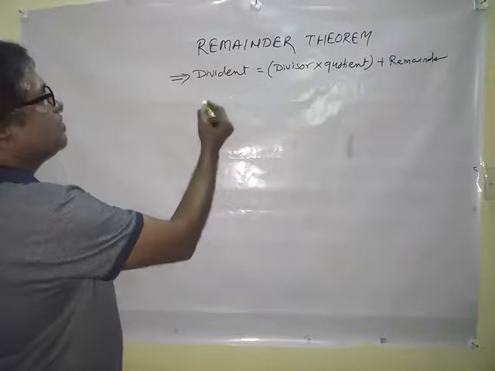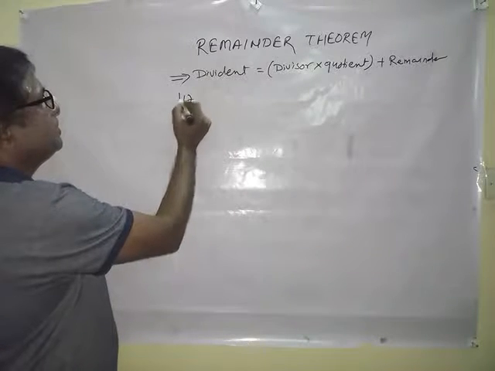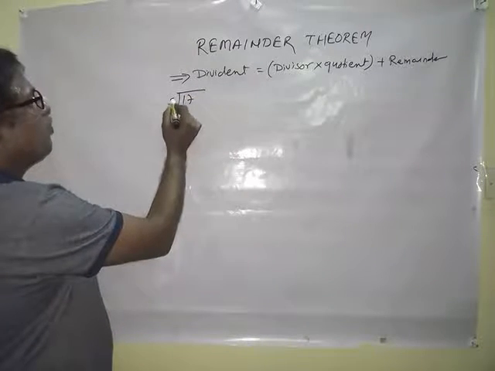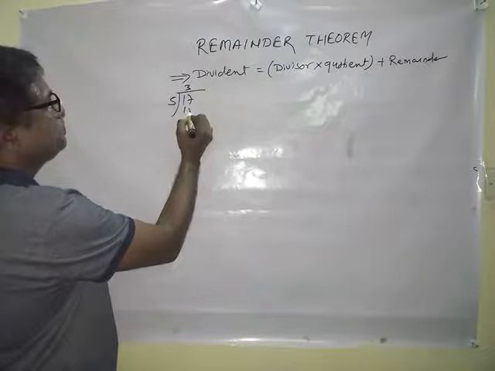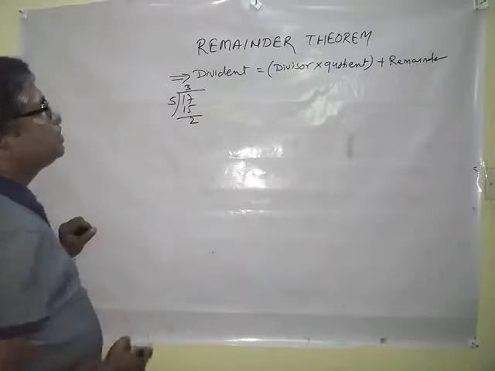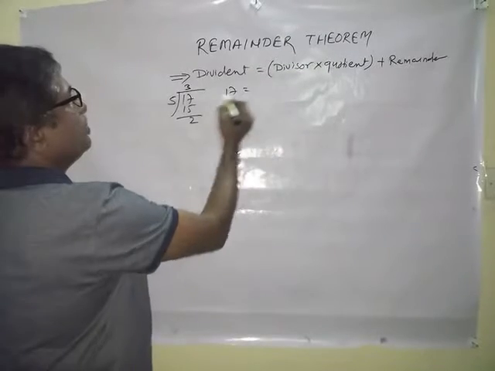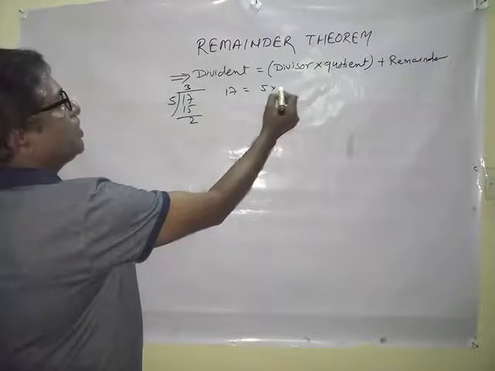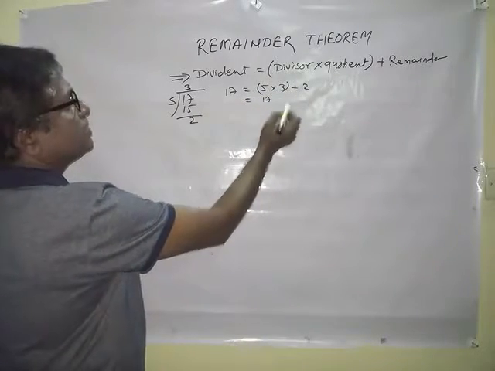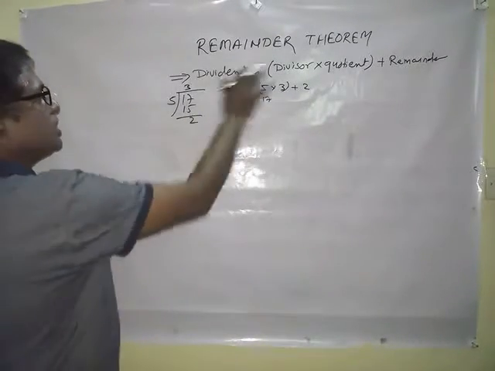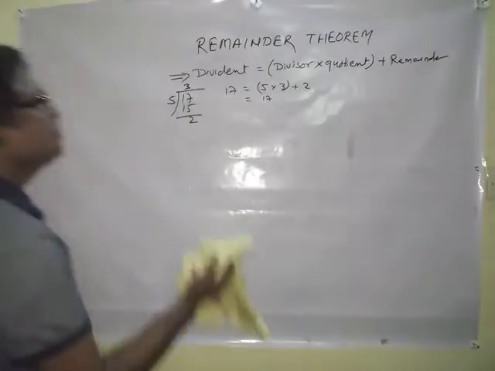Let us take a simple example, like say 17 is the dividend divided by 5, then 5 threes are 15, remainder is 2, so 17 is equal to divisor 5 multiplied by 3 plus 2. So this same thing is applicable here in polynomial equation also.